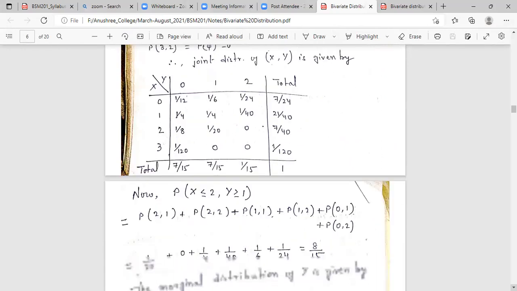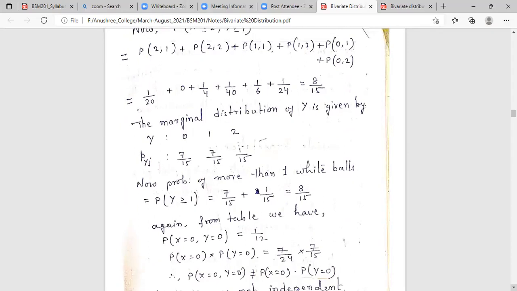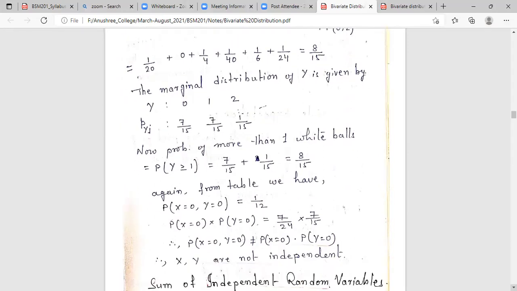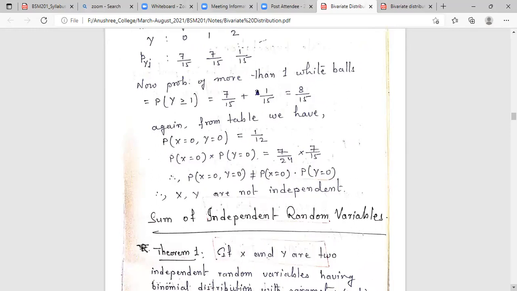All right. And then comes the marginal distribution. Now we know how we can write the marginal distribution of X and Y if the probability distribution table is known to you. And you can see from the particular pairs that they are not independent.